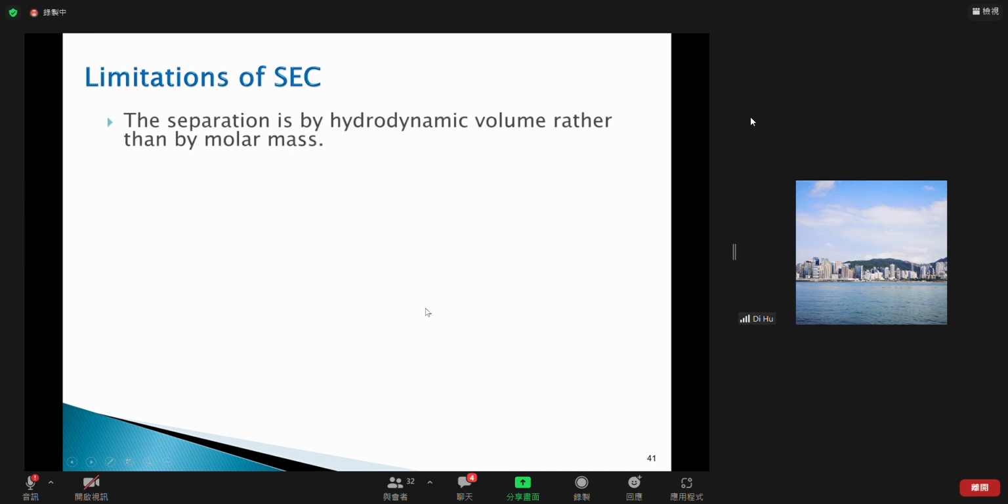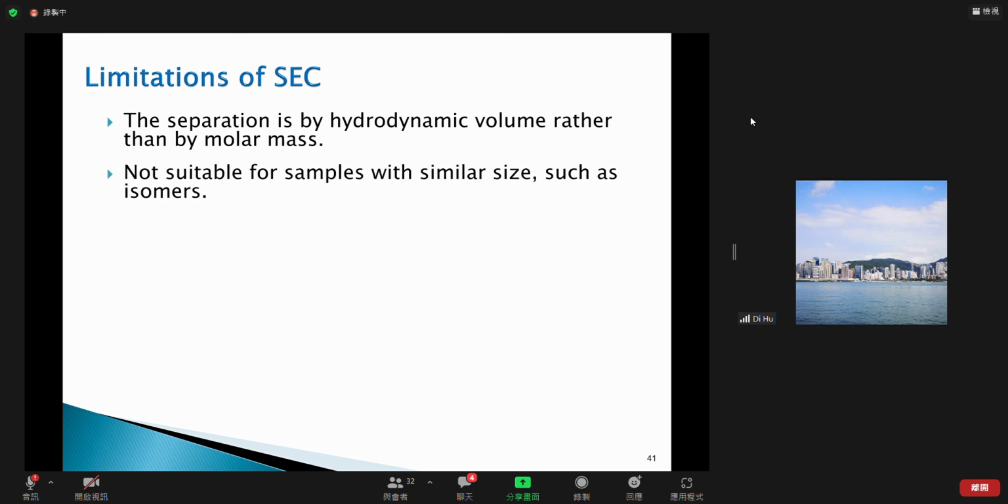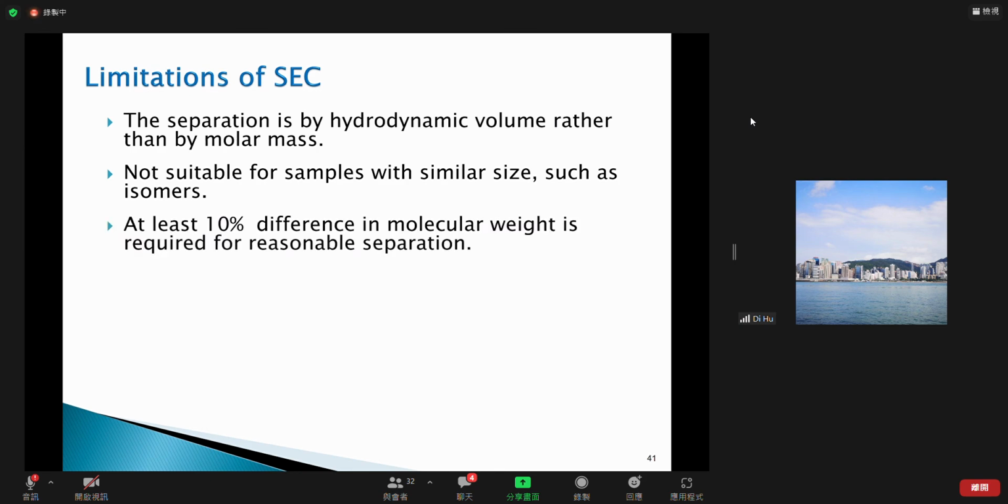Okay, the limitation: separation is by hydrodynamic volume, I mean size, rather than molecular mass. That's something you have to keep in mind. That means the density of the different things really matters. That's why I keep talking about the calibration and the solvent. It's not really suitable for samples with similar size, not good for isomers, because separation is based on size. They should have a size difference.